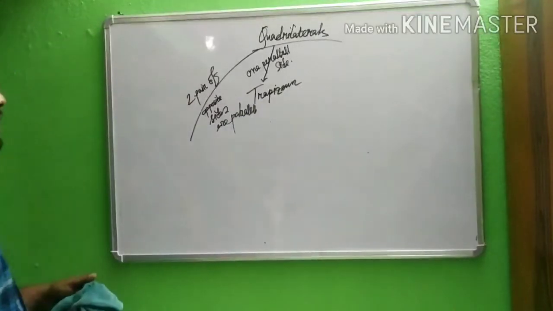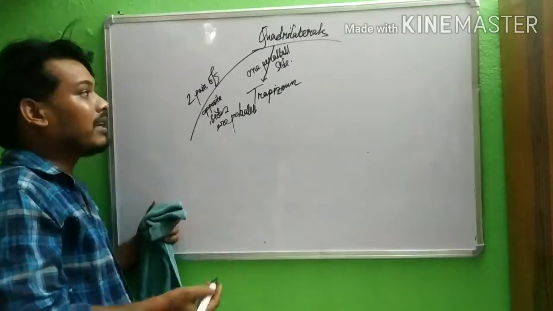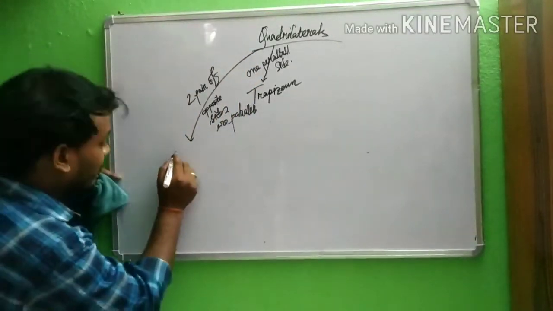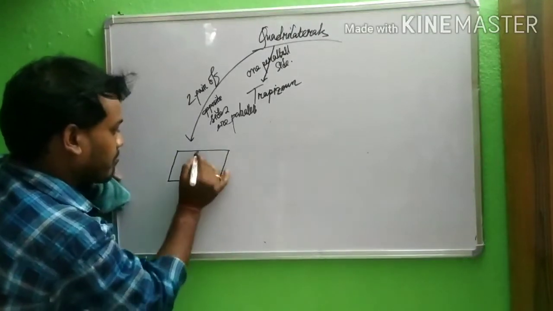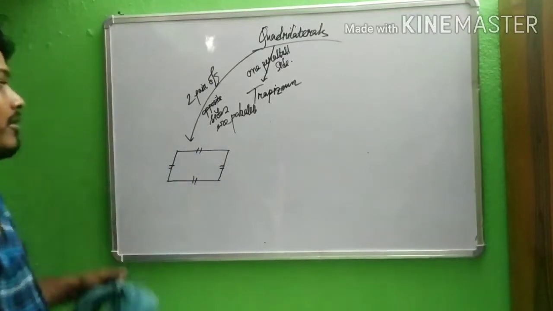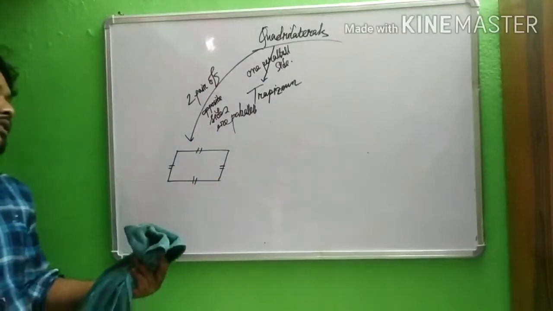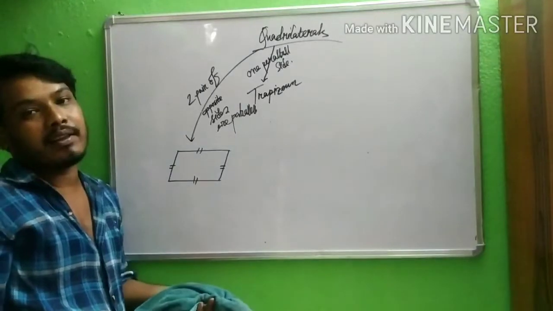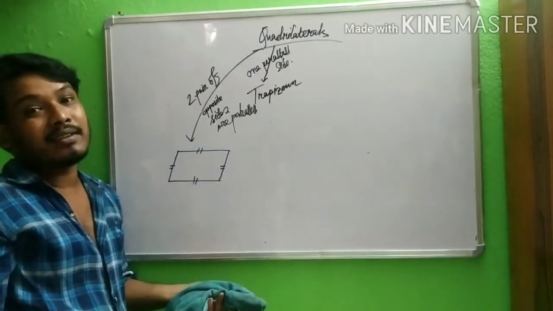Parallel. Okay. So if two pairs of opposite sides are parallel, then it becomes a parallelogram. So the picture is like this. So a parallelogram is a quadrilateral whose two pairs of opposite sides are parallel. Very easy. And no need to memorize the definition.